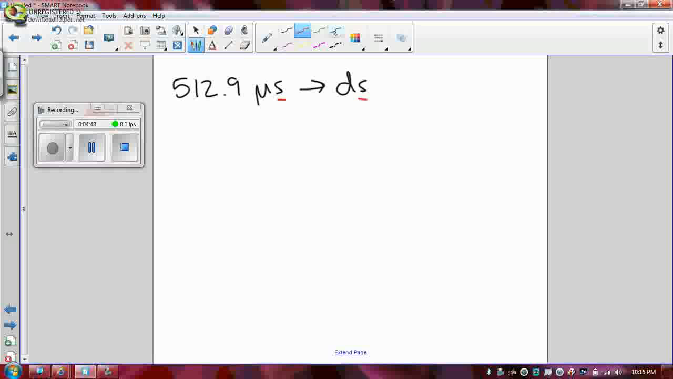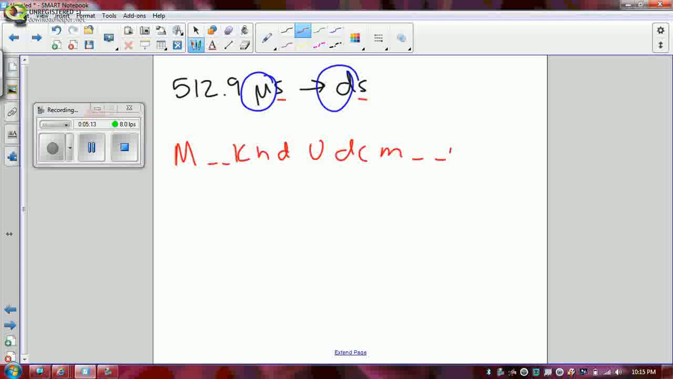Then anything that's added to it in the front must be the Greek prefix that you're working with in the metric system. So notice I'm currently in micro, and I want to get to deci. What you're going to do is first write out the mean King Henry. So I've got mean King Henry died unexpectedly drinking chocolate milk on Monday. And notice I've left my dashes in there.